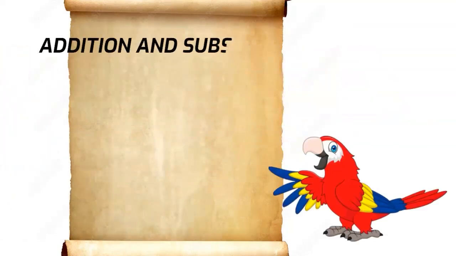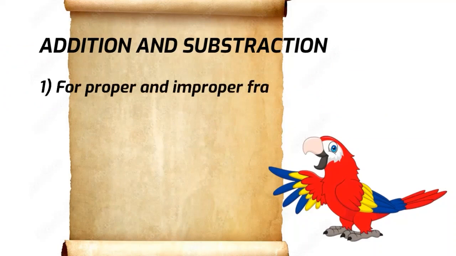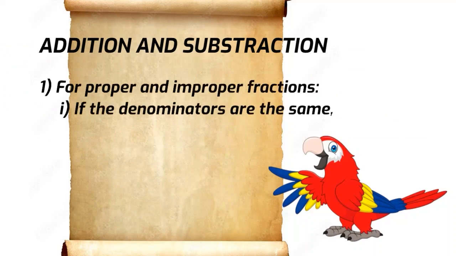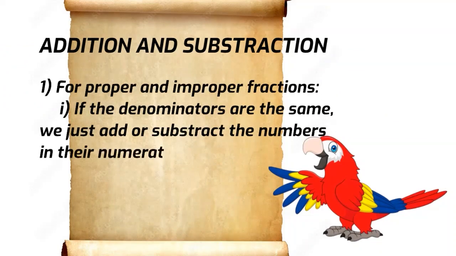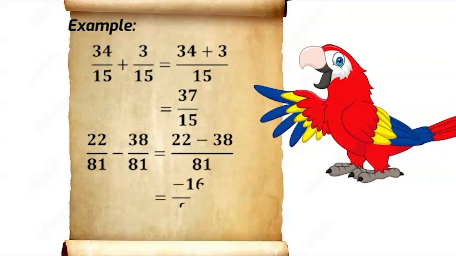Now let's learn how to add and subtract fractions. First we need to examine the topic for proper and improper fractions. If the denominators of the fractions are the same, we just add or subtract the numbers in their numerators. Let's add 34 over 15 with 3 over 15. As you see, the denominators are the same.